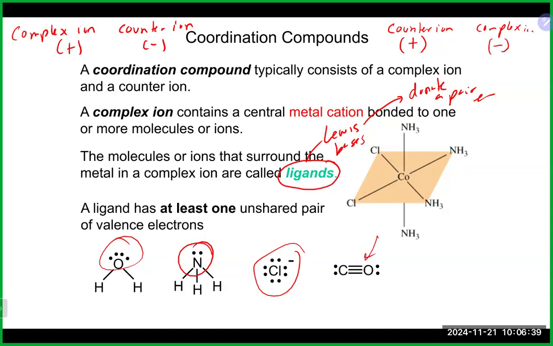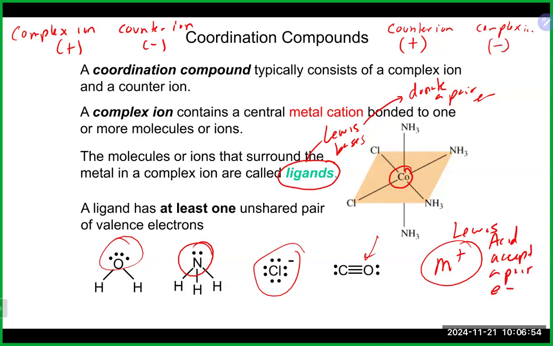The metal in the middle is positively charged, which means it's a really good Lewis acid. Lewis acids are things that accept a pair of electrons. The metal ion is a good Lewis acid because it is electron deficient. That's the only way it becomes positively charged. It had to get rid of electrons; it's missing some electrons.